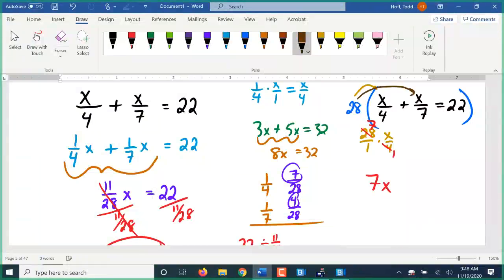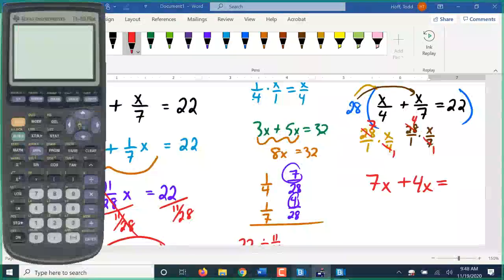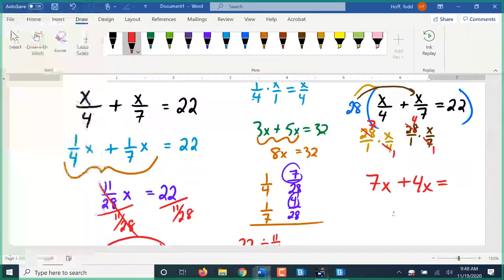28 times x over 7. Well, 28 over 1 times x over 7. Again, 28 and 7 cross cancel. 7 divided by 7 is 1. 28 divided by 7 is 4. 4 times x gives me 4x. And 28 times 22 should be 616, but I'm going to double check on the calculator, and we do get 616.